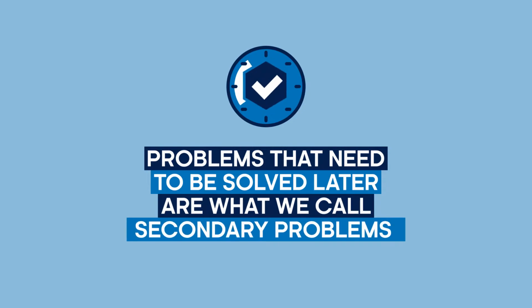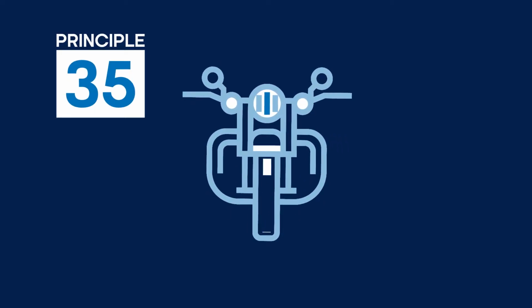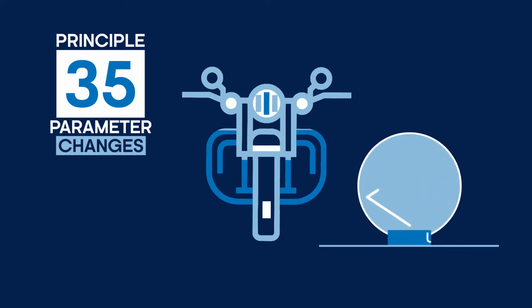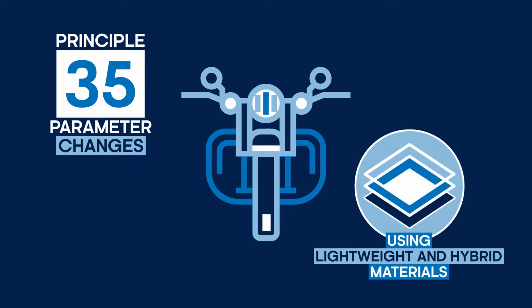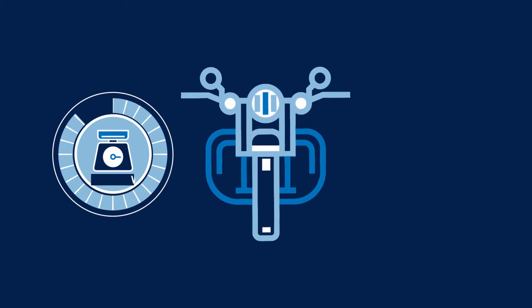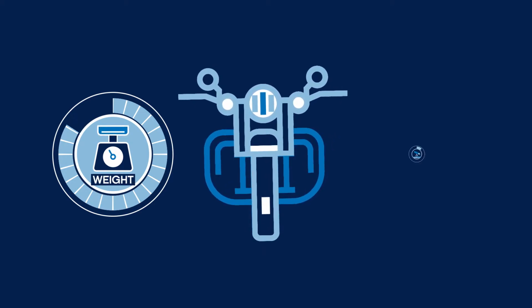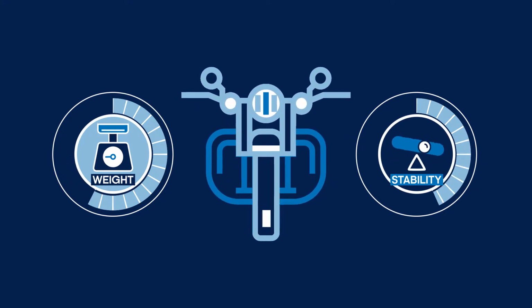Problems that need to be solved later are what we call secondary problems. So, returning to our motorcycle, we could apply the principle of changing the physical characteristics of the motorcycle by using lightweight and hybrid materials which decrease weight without compromising stability. This is one elegant solution to the contradiction between decreasing the parameter of weight and the undesired outcome on the characteristic of stability. This simple generalized approach is one we can use to reduce from idealized solutions to concept designs, which do not contradict physical principles.